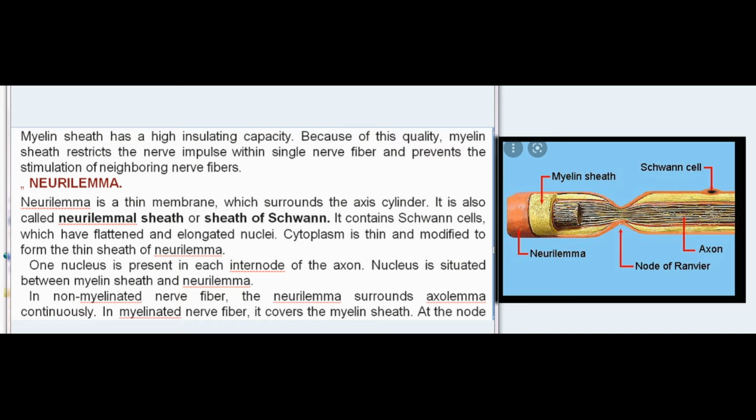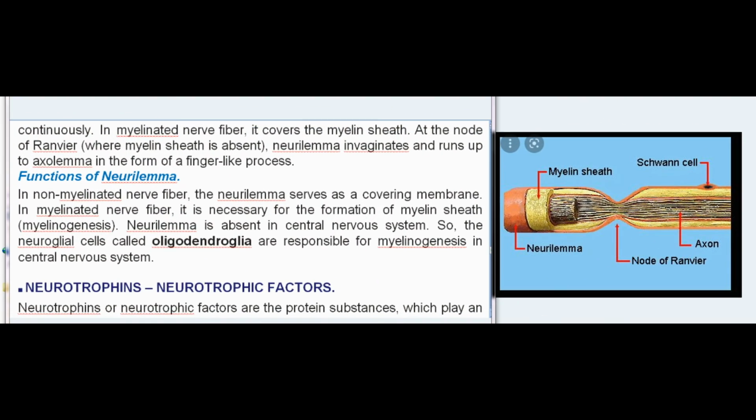Cytoplasm is thin and modified to form the thin sheath of neurolemma. One nucleus is present in each internode of the axon. Nucleus is situated between myelin sheath and neurolemma. In non-myelinated nerve fiber, the neurolemma surrounds axolemma continuously. In myelinated nerve fiber, it covers the myelin sheath.